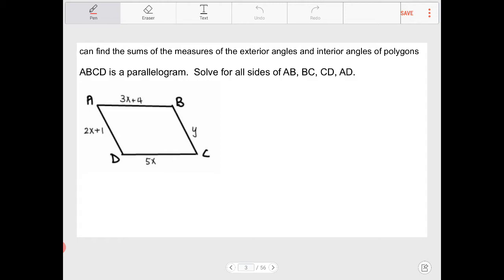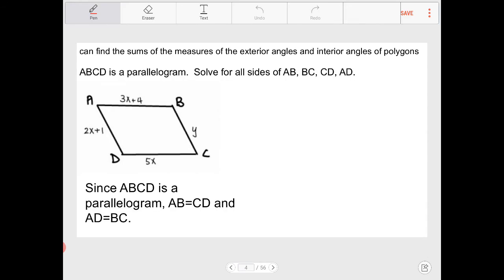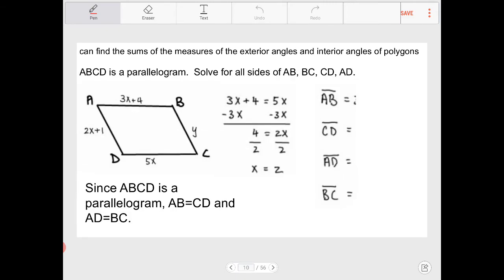Hopefully you had some time to think about this. Recognizing that 2x plus 1 is equal to y, and similarly 3x plus 4 is equal to 5x, we can establish these relationships and solve for x. I can subtract 3x from both sides and then divide by 2, leaving me with x is equal to 2. So if x is equal to 2, I can then solve for what AB is.